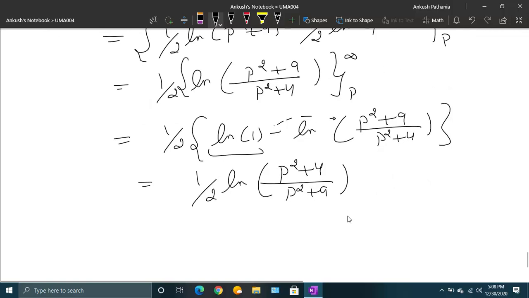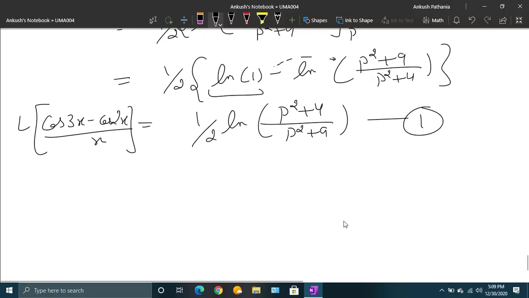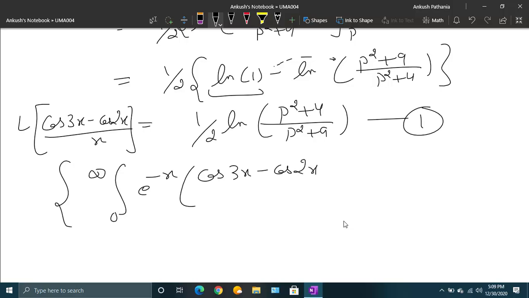So this is what I got, the Laplace of (cos 3x minus cos 2x) upon x. So this is equation number 1. Now, what has been asked in the question is the integral from 0 to infinity of e raised to power minus x, (cos 3x minus cos 2x) upon x, dx, equals 1 by 2 ln 1 by 2. This is what I have to prove or show.